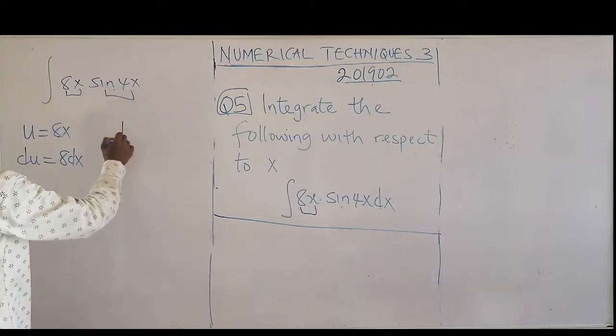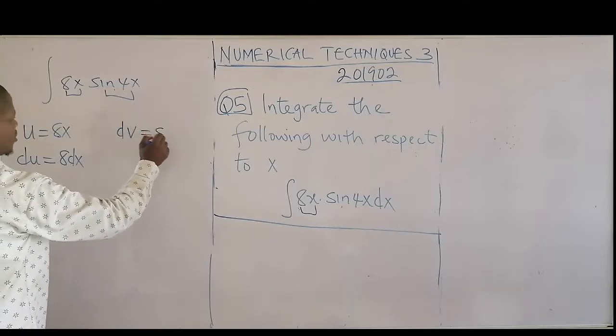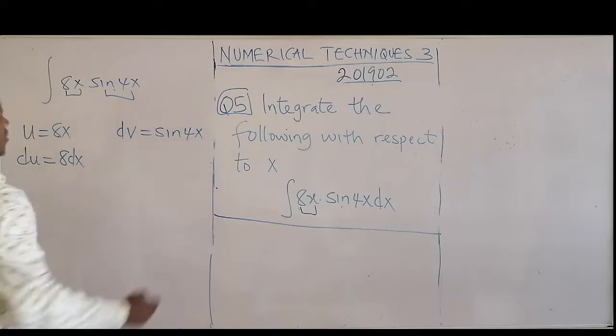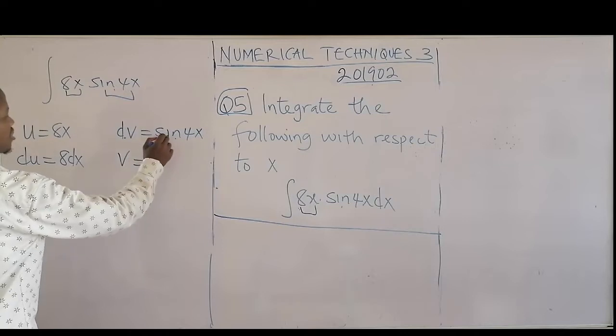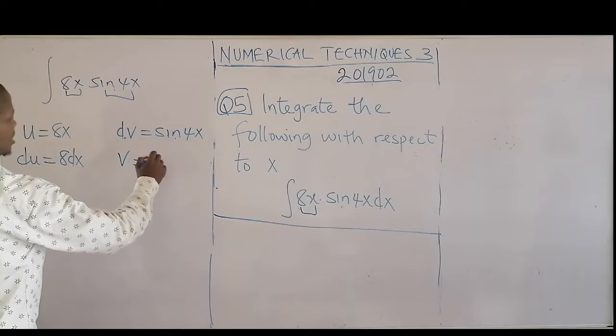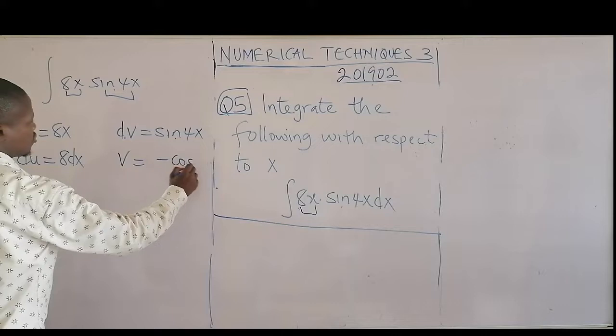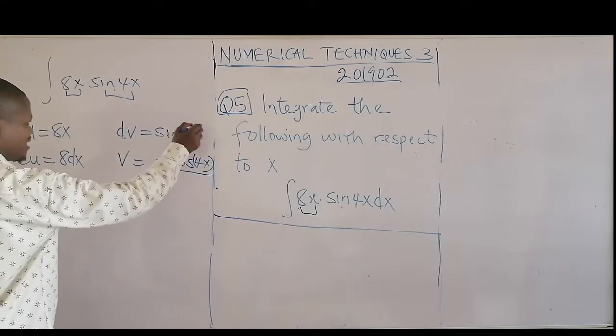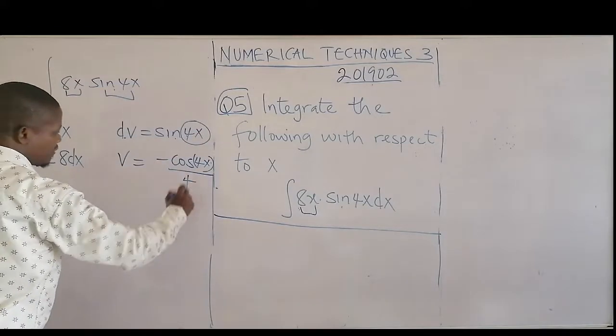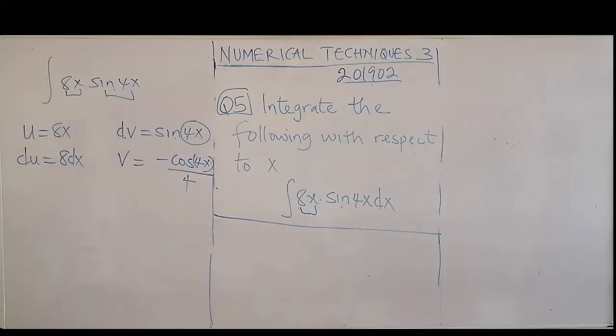Then the other one, v, is equal to sine 4x. Then integrate both sides. When you integrate sine, that will give you minus cos of that function, cos 4x, and then you also divide by the derivative of the inner function, over 4. So we've gotten u and v now. I'm using this formula for integration by parts: uv minus integral of v du.